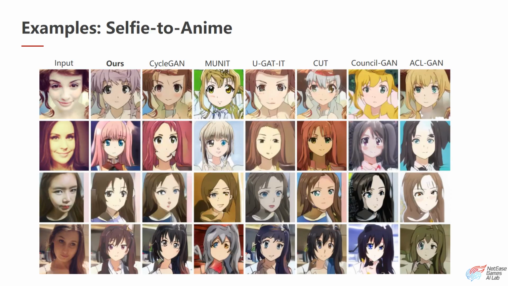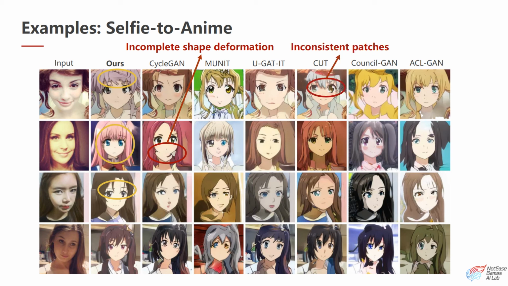Let's see some applications. For Selfie-to-Anime, our method successfully generates anime-style eyes and bangs and a smaller face. In contrast, other methods often have incomplete shape deformation. Another common problem is the different color or size of the two eyes. Even if the individual patches are correct, the consistency is not guaranteed by PatchGAN. Our method doesn't have this problem.